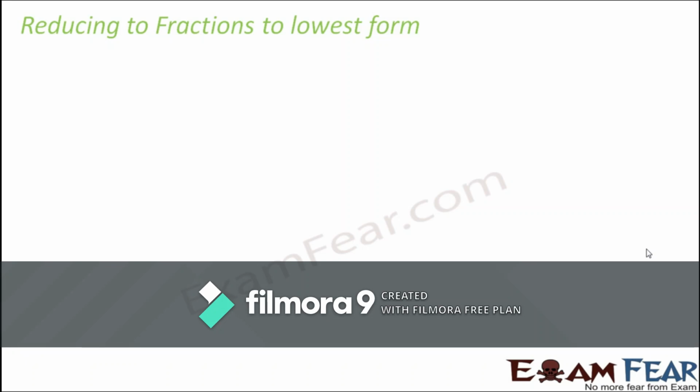Another important concept is reducing fractions to lowest form. That means reducing fractions to lowest forms. We have learnt about equivalent fractions, right? And equivalent fractions and these lowest form of fractions, they are kind of connected. So look at these examples. Let's say you have 1 by 2, 4 by 8, 20 by 40, 15 by 30, 3 by 6.